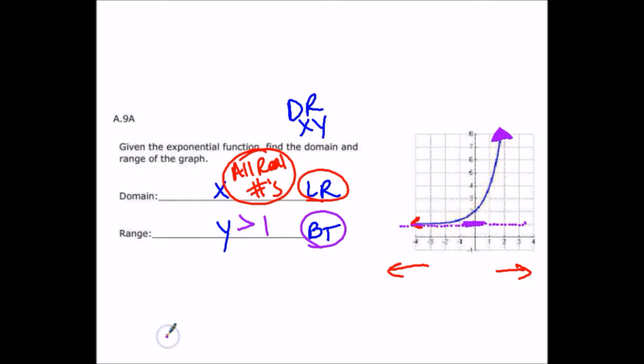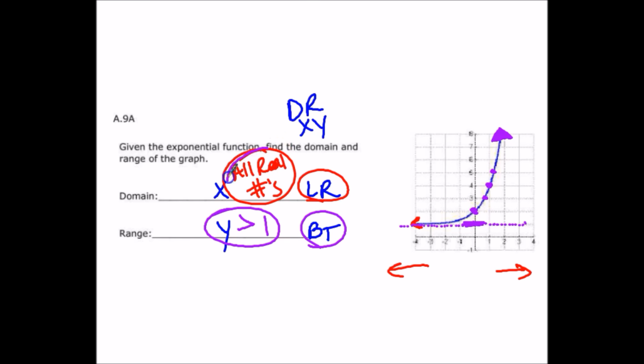Now here's the tricky part. Since it's an asymptote, it's never going to touch it. So we do not put an inequality in this case. We just say it's every single number greater than 1. Let's check it out. Would 2 work? Yes. Would 3? Yes. Would 4? Yes. 5, and so forth. Every single number greater than 1 is going to work. Therefore, that is my inequality.